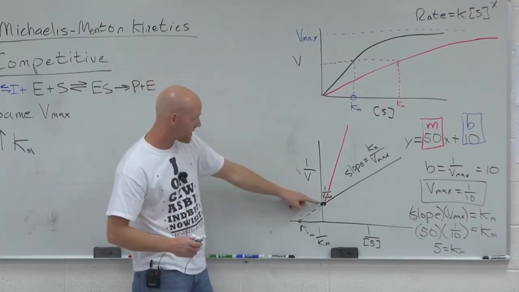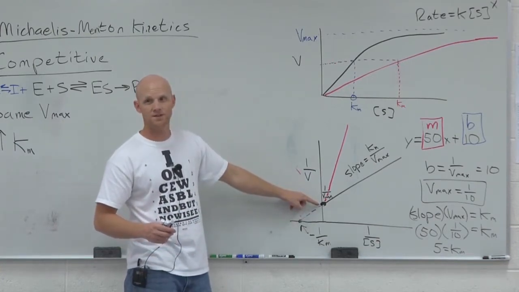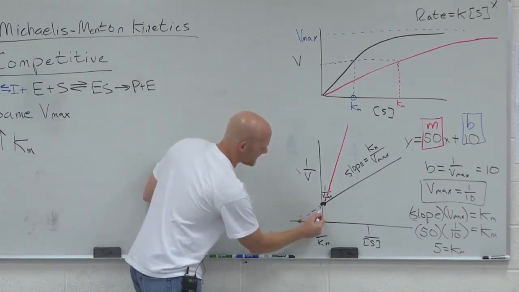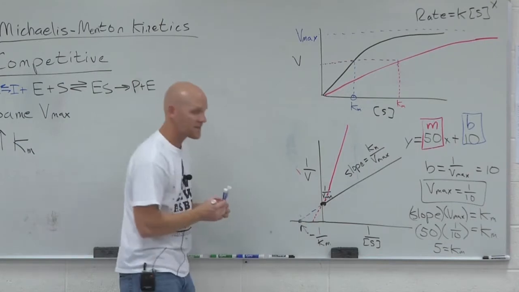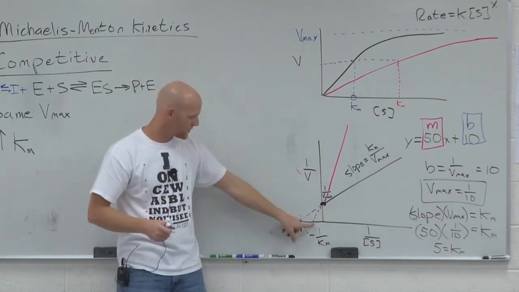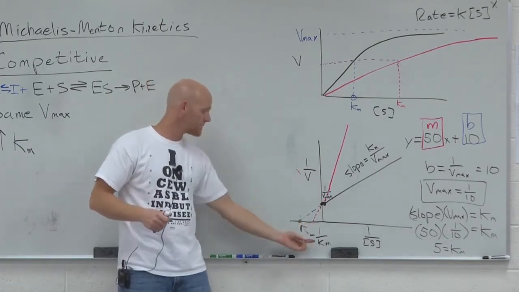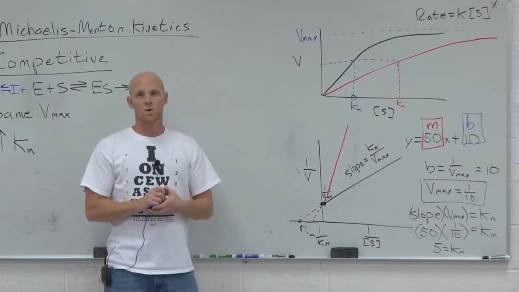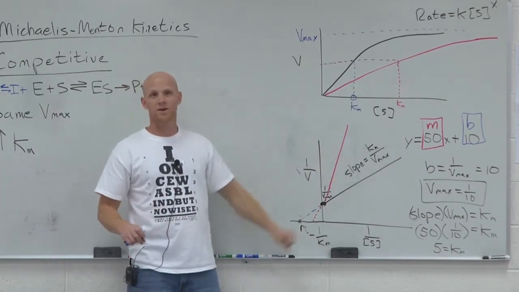Notice it's still got to cross my y-intercept at exactly the same point because Vmax hasn't changed. But if you extrapolate this down, you'll see that the x-intercept is now at a totally different point. Again, that's a reflection of the fact that Km is now a different number. Cool.